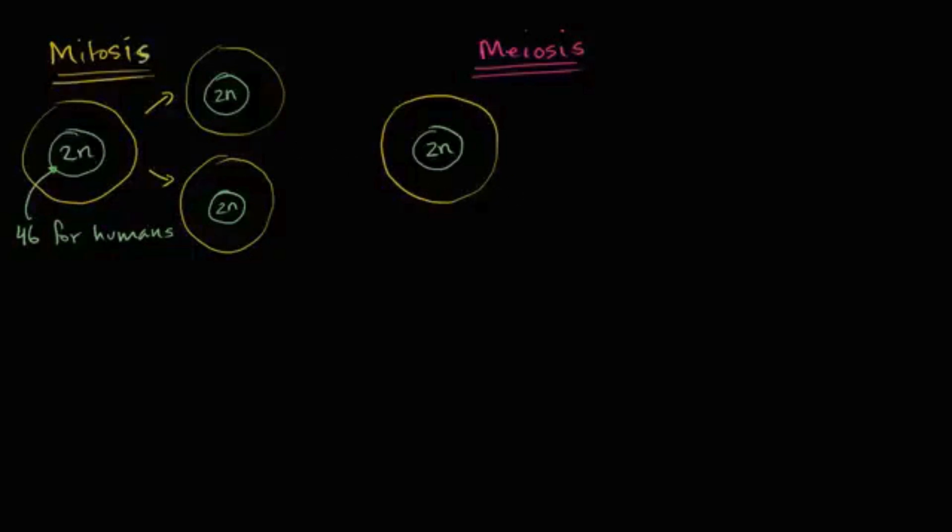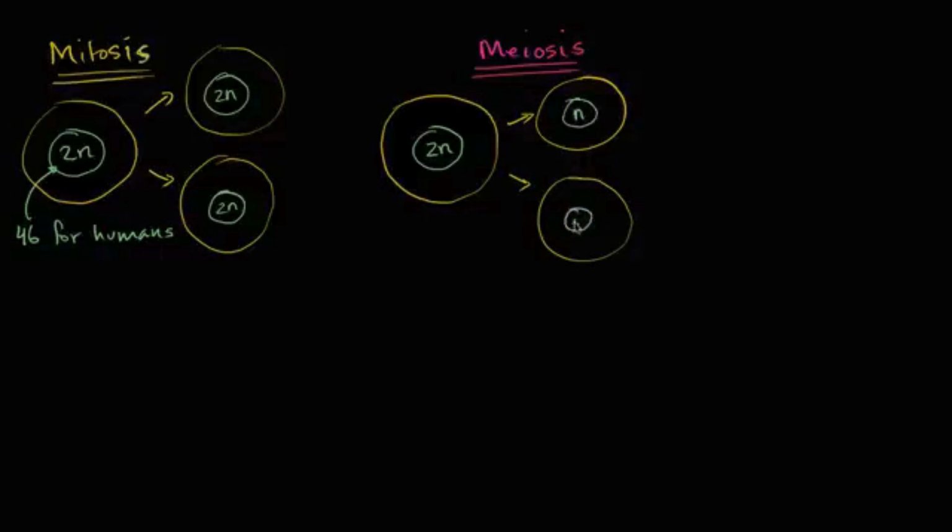And in meiosis 1, what you end up with is two cells that now have a haploid number of chromosomes. So you now have two cells that each have a haploid number of chromosomes. So you have N and you have N. So if we're talking about human beings, you have 46 chromosomes here, and now you have 23 chromosomes in this nucleus, and now you have 23 in this nucleus, but you're still not done.